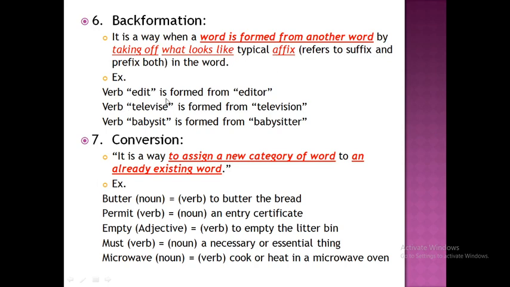So, edit as a verb is taken from editor. Edit, E-D-I-T, as a verb is taken from editor. Television gave us a new word as a verb, televise. Babysitter gave us a new verb, babysit. So these three words are formed with the back formation word formation process.